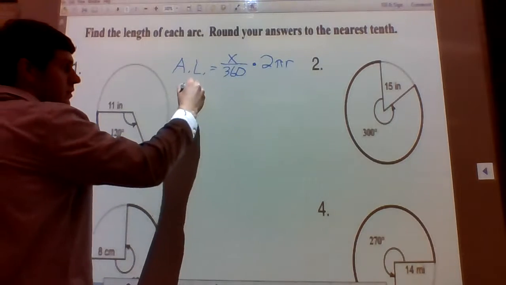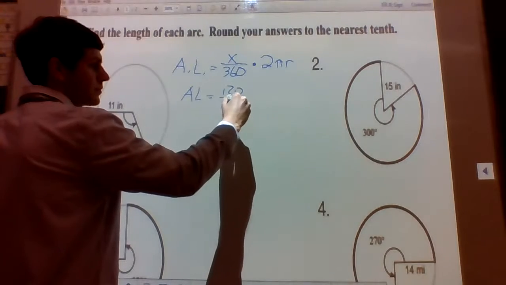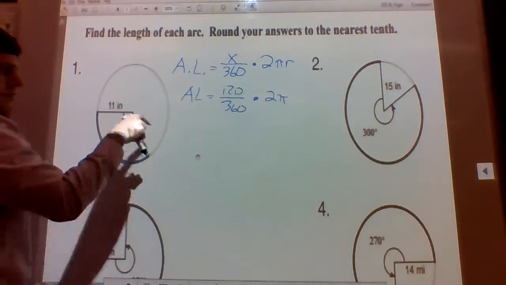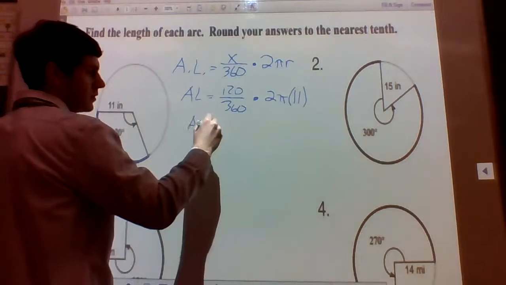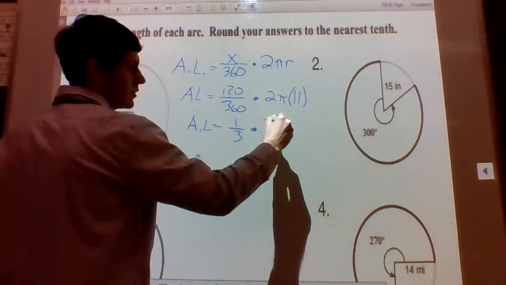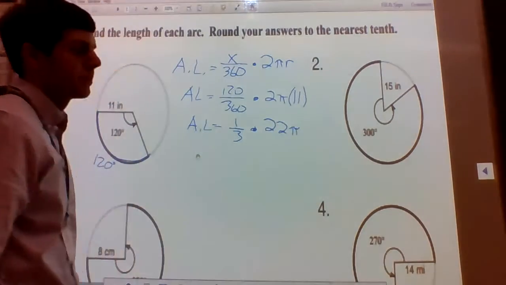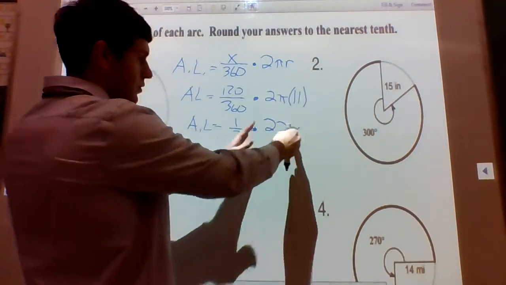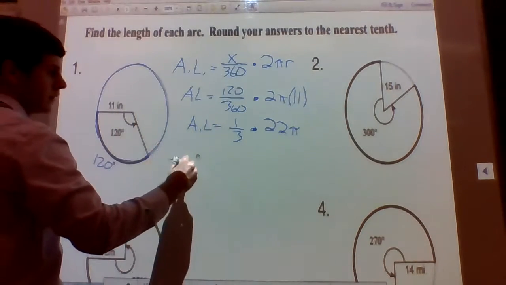So arc length here is going to equal 120 out of 360, then we multiply by the circumference, which is 2 pi times r. The radius here is 11 inches. So arc length equals 120 divided by 360, which gives us a third, times 22 pi. You can do this all at once in your calculator, but I'm just trying to demonstrate the sections. Here's the circumference of the circle: all the way around, the length of the entire circle is 22 pi.